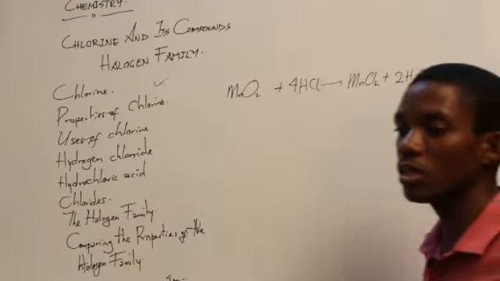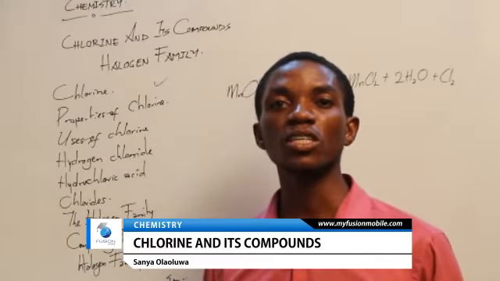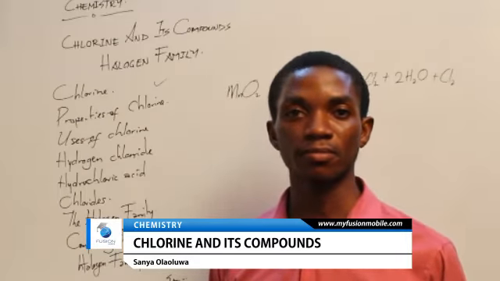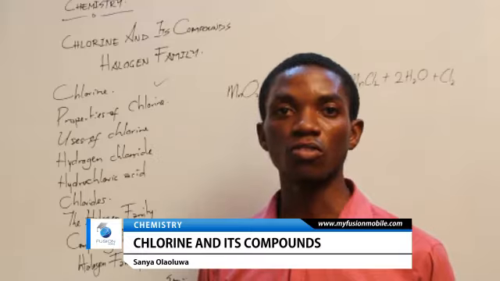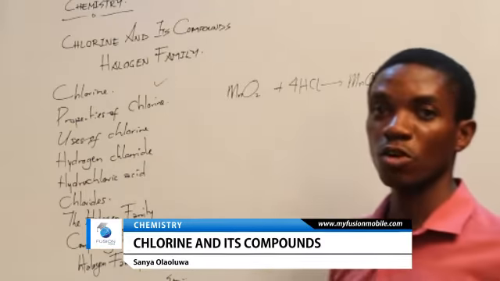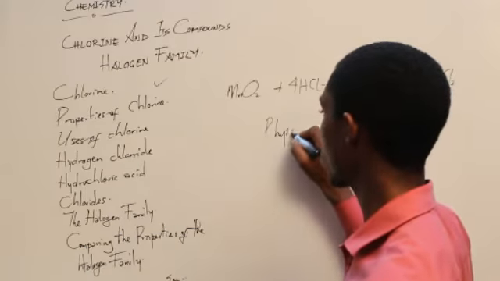The industrial way of producing chlorine is through the electrolysis of brine. So what are the properties of chlorine? Well, we have the physical properties of chlorine. Let's always start from the physical properties.